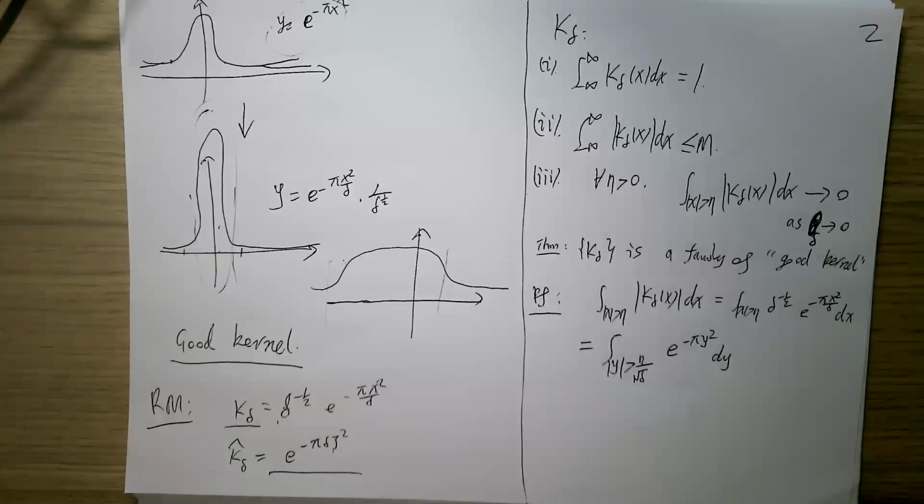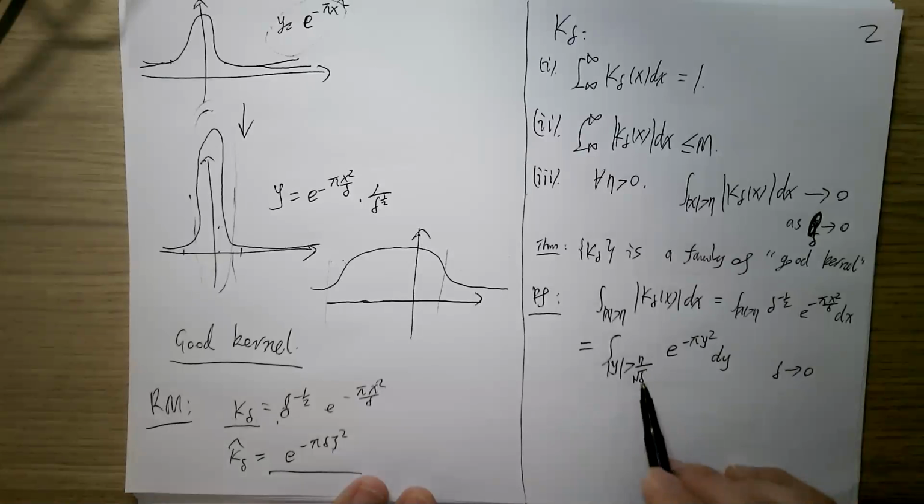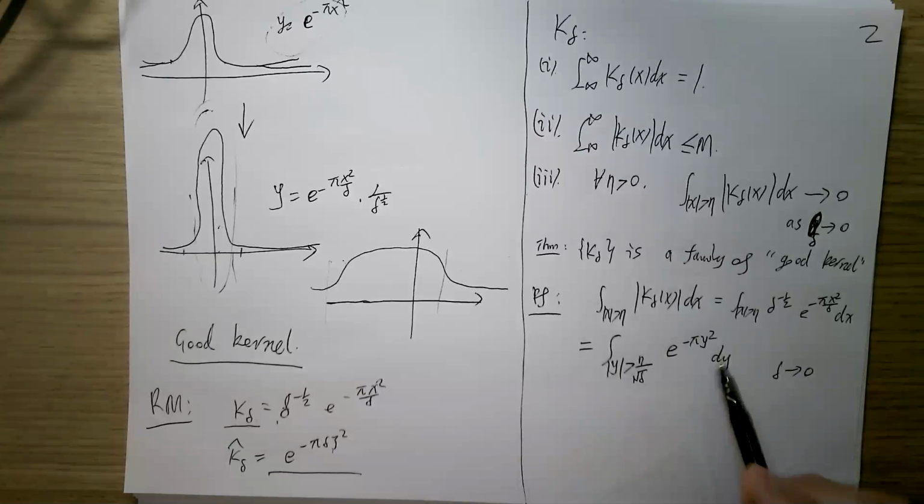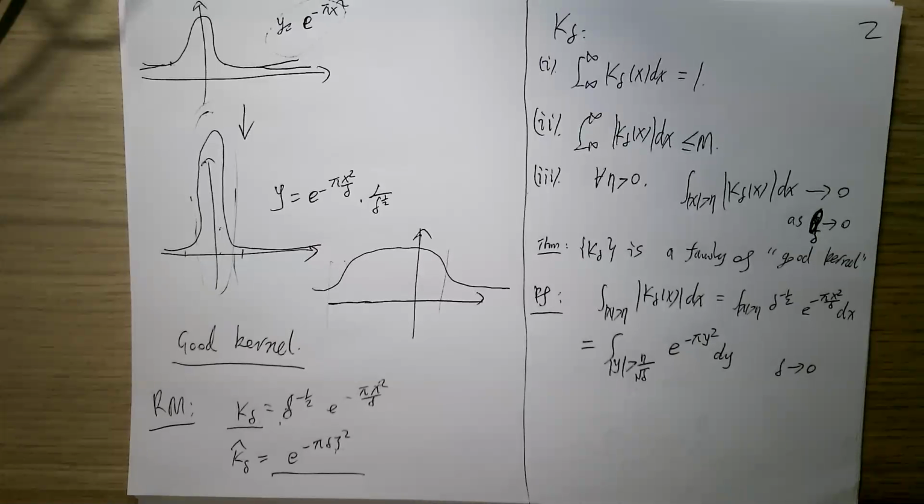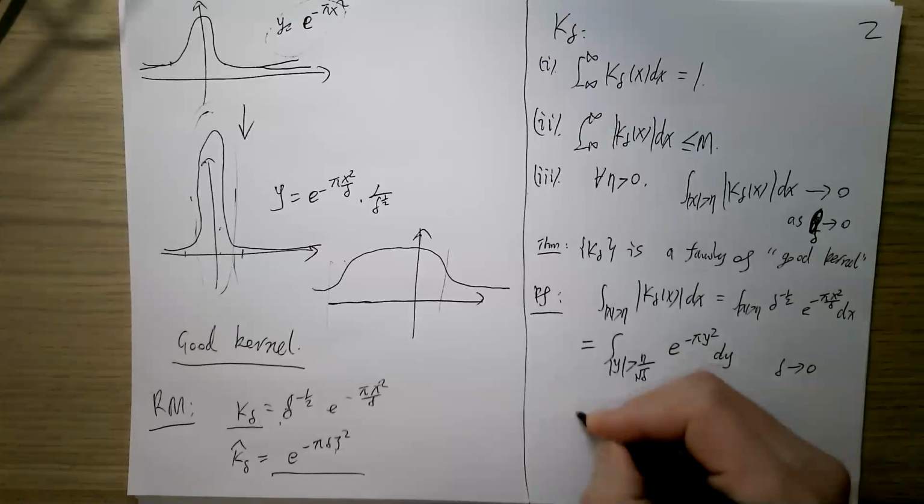And you can see that if delta tends to 0, the square root of delta will tend to 0. So it will be y greater than some big number, and this big number tends to infinity. And we know that this integration converges, right? So you can take from minus infinity to infinity, e to the minus pi y squared dy, it equals 1, right? Which means if you look at the tail of this integral, it should tend to 0.